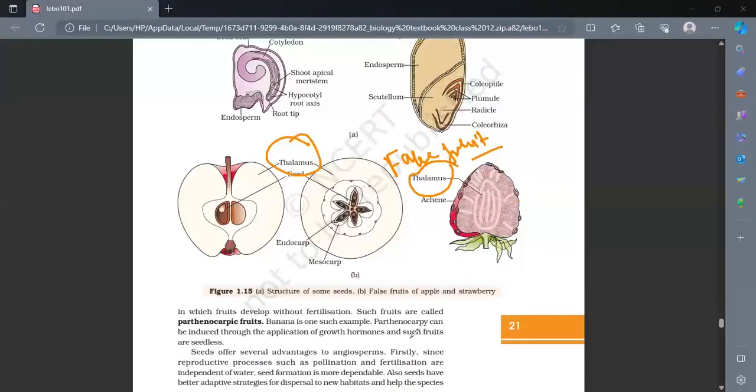There's one more terminology along with the fruit I need to discuss, one type of fruit you can talk about. We say that there's a concept of what is called a parthenocarpic fruit. Parthenocarpic fruit we are talking about. Now, this is very interesting.